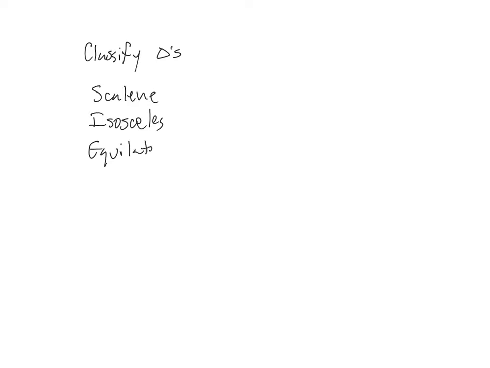Alright, so test review. You'll have a question where you have to classify triangles. So remember that you could have scalene, isosceles, equilateral. So scalene, no sides are congruent. Isosceles, two sides congruent. And equilateral, all sides congruent.